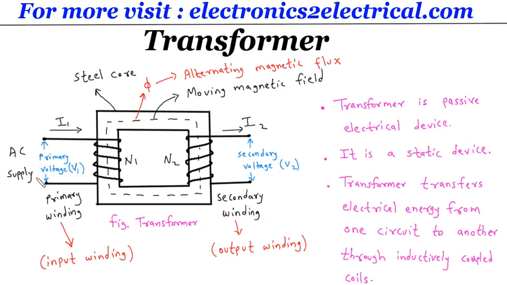The AC supply is given to primary winding. Due to this AC supply, there will be an alternating magnetic flux in transformer core. Transformer core is made from steel core.